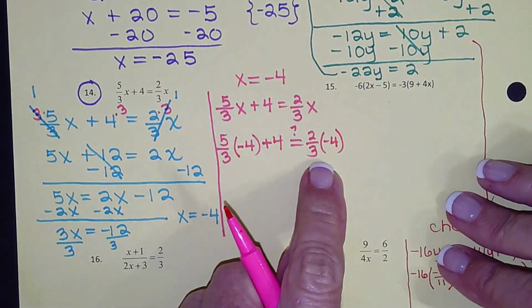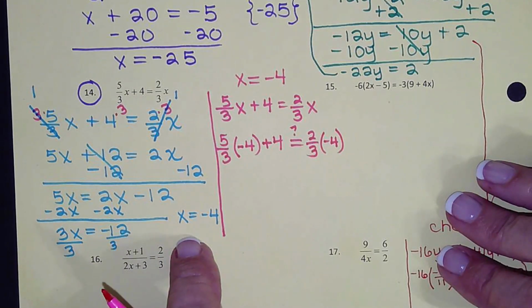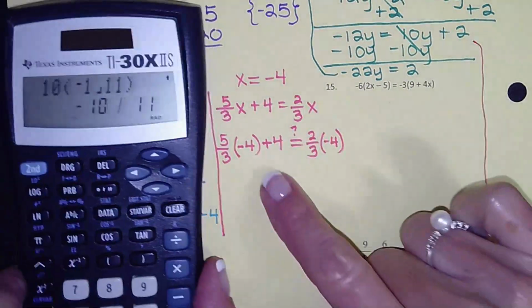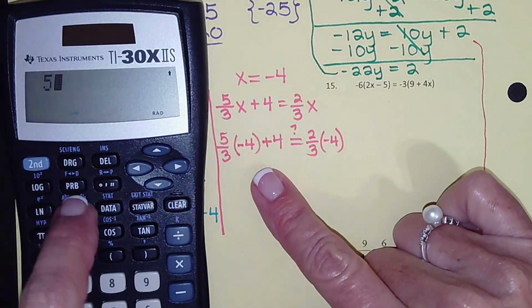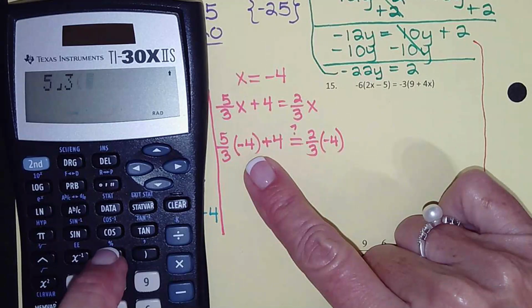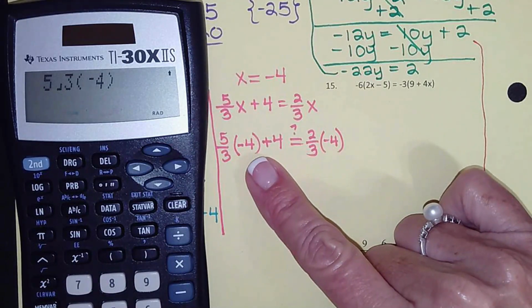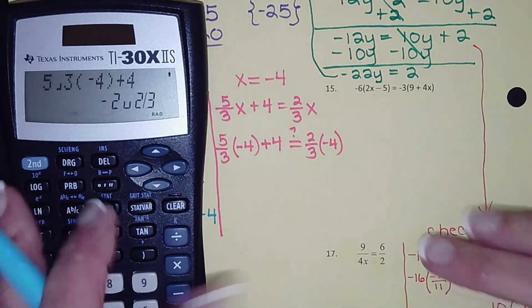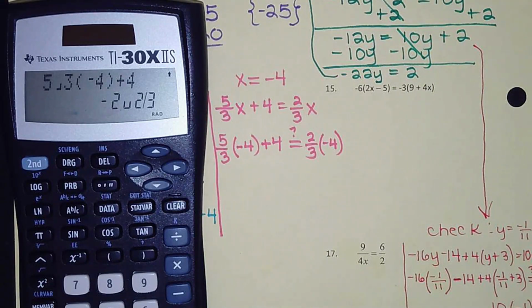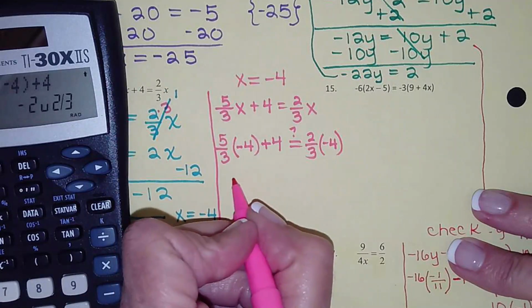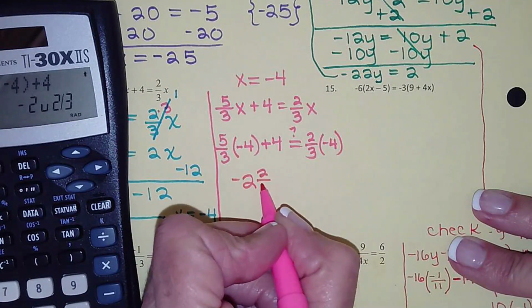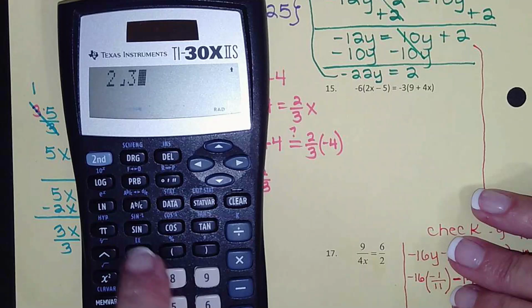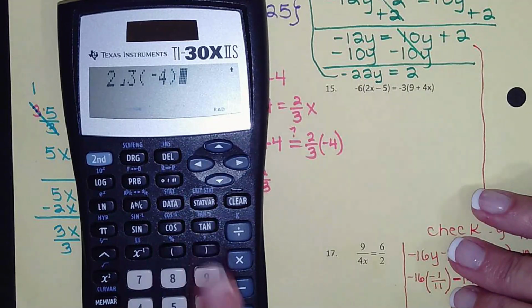Type the left side, type the right side. If they match, go ahead and put negative 4 in solution sets. So 5 fraction bar 3 parentheses negative 4 plus 4 gives me negative 2 2/3. And we don't care about mixed numbers. That's fine when we're doing a check. It's just for our answers. We usually don't want mixed numbers, but for a check, it's fine. And then 2 fraction bar 3 parentheses negative 4.